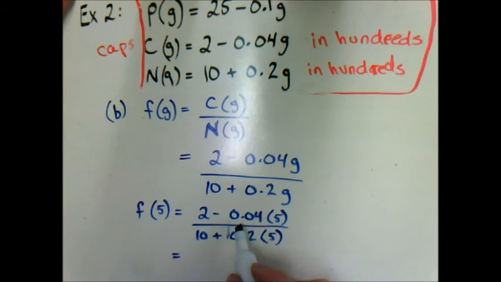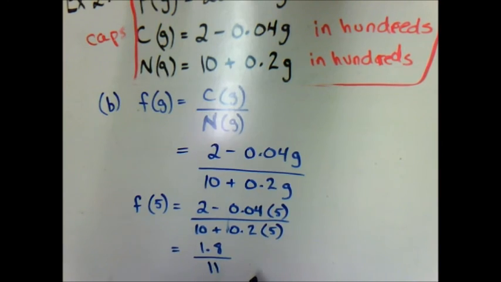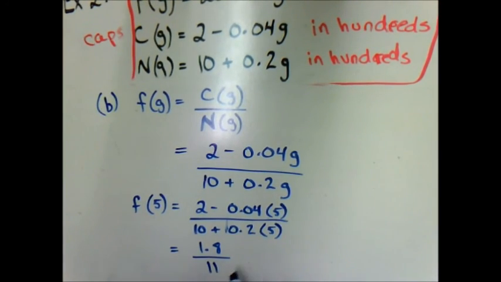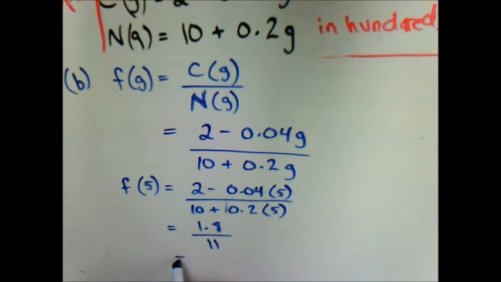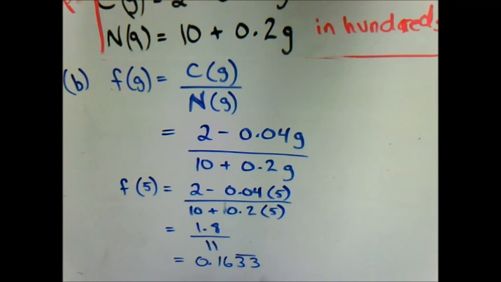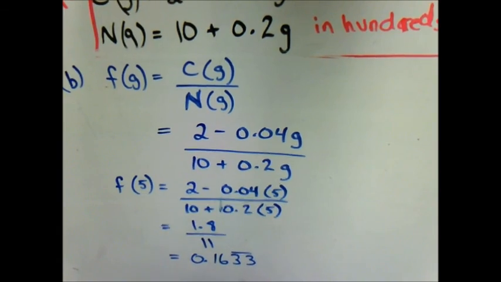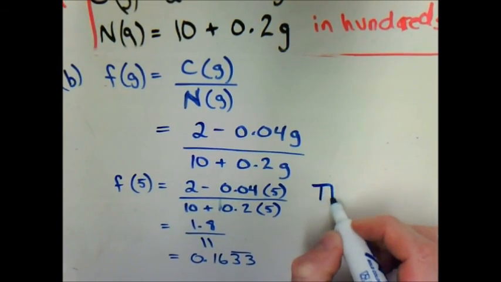0.04 times 5 is 0.2. So the numerator there reduces to 1.8. And 0.2 times 5 is 1. So 10 plus 1 is 11. And if we put this ratio into our calculator, it will come out with 0.16333, and the 3s will repeat, which tells us that, according to the equation, there is about a 16% chance of receiving a free ball cap at game 5.